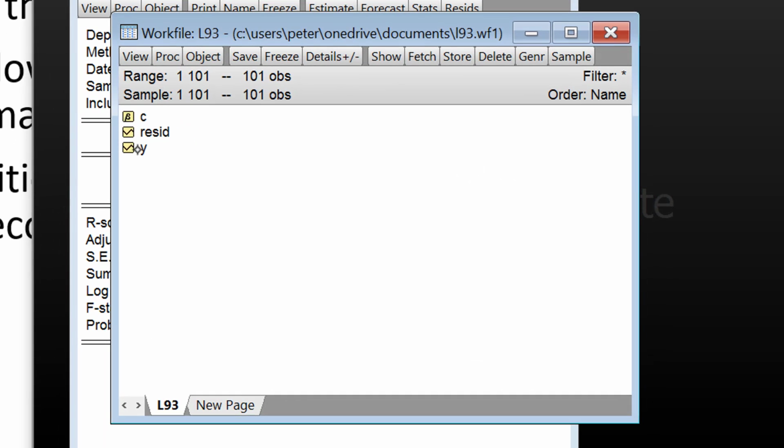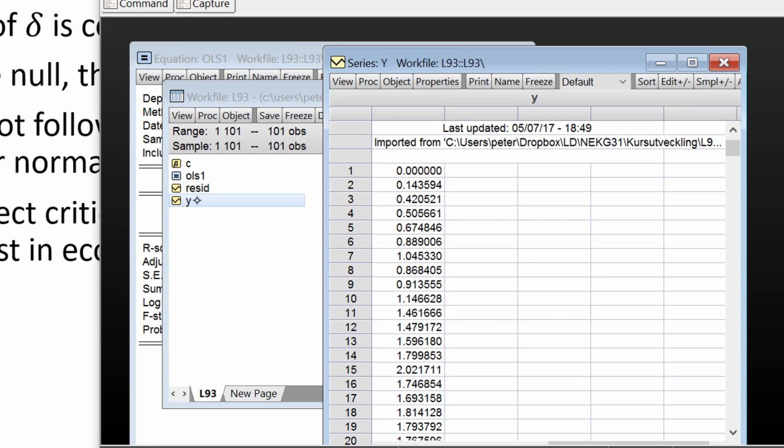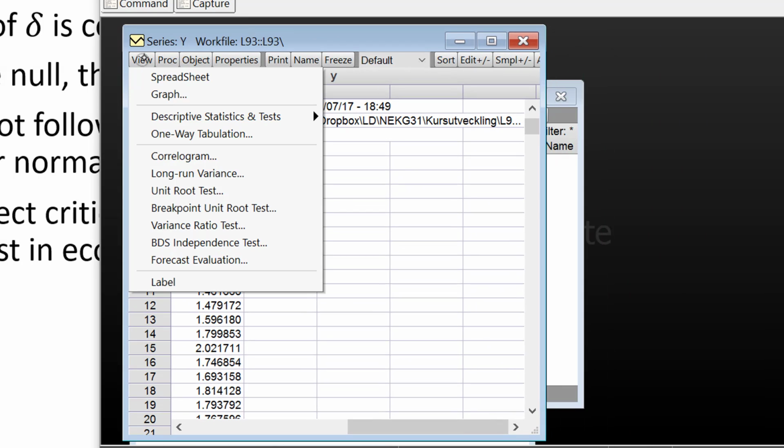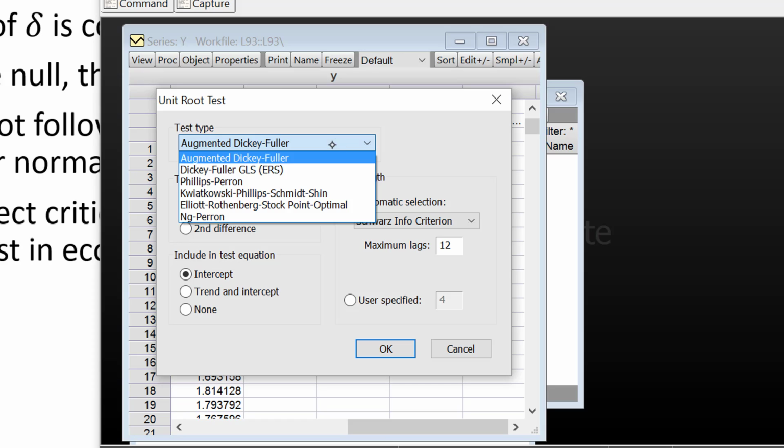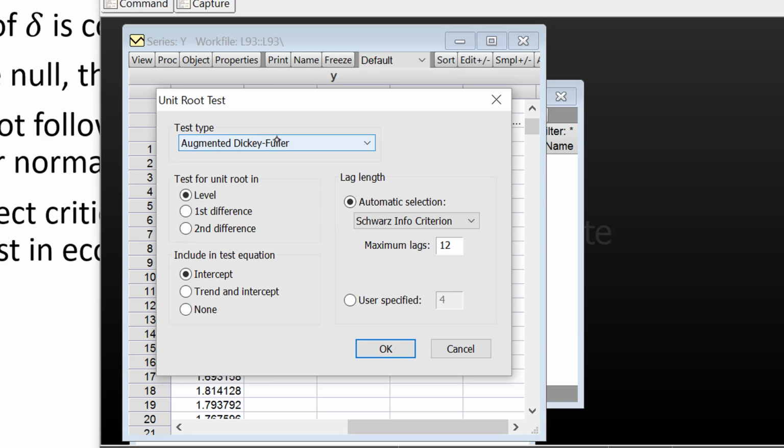In eViews, it's very simple to do a Dickey-Fuller test. Just double click the variable, go to View, Unit Root Test. The test we will look at is the Augmented Dickey-Fuller test. I'll come back in a second to why it's called augmented. We want to test for a unit root in levels. That is, we want to test if there is a unit root in our actual data. If you want to test if there's a unit root in the first difference of the data, then you click that one. But we want to do level.